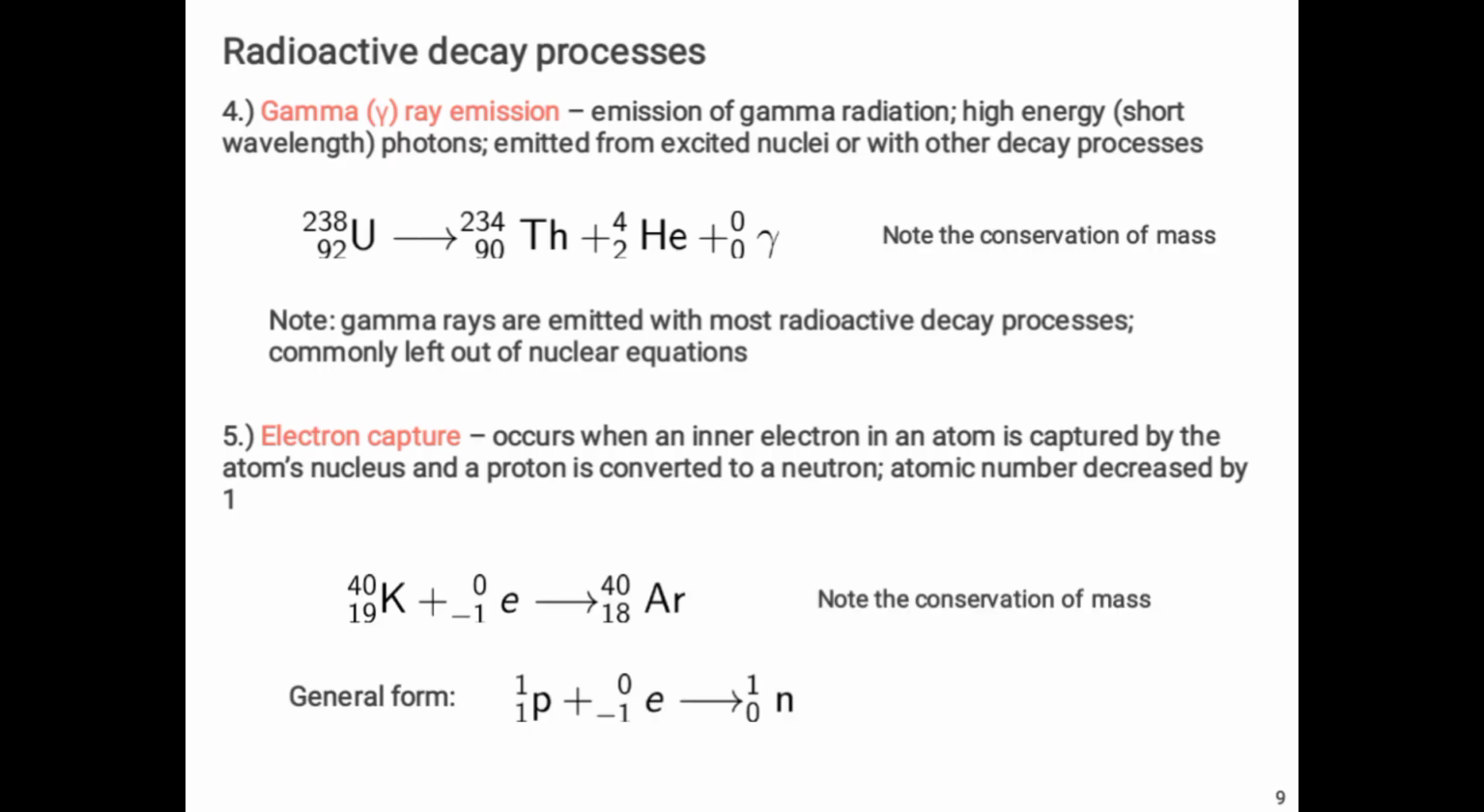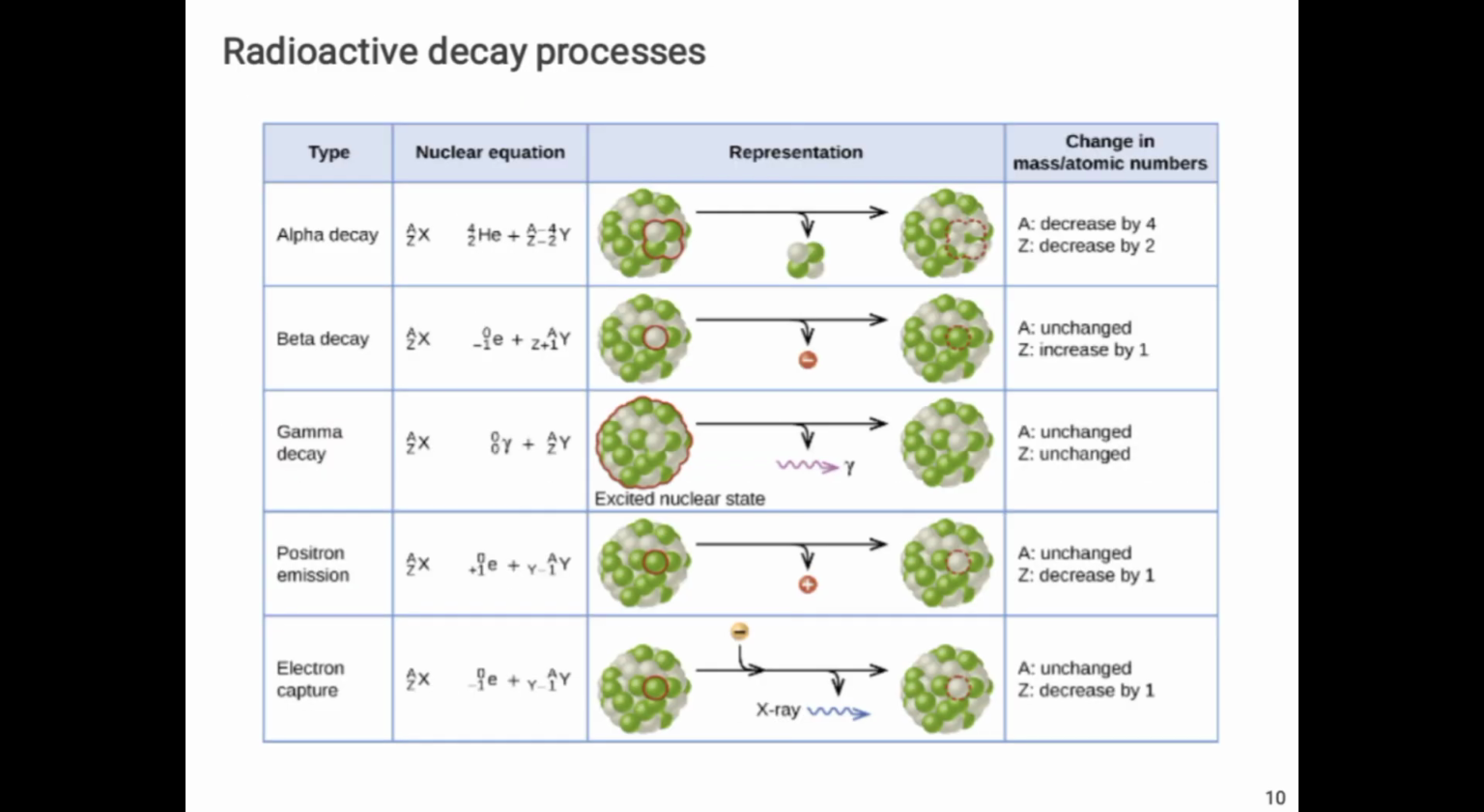Next one, electron capture. The inner electron in an atom is captured by the atom nucleus. Proton is converted to neutron. Atomic number decreased by 1. Proton, neutrons will be the electrons. The radioactive decay processes will be the alpha, beta, gamma, positrons, electron. It will be short notes on these reactions.